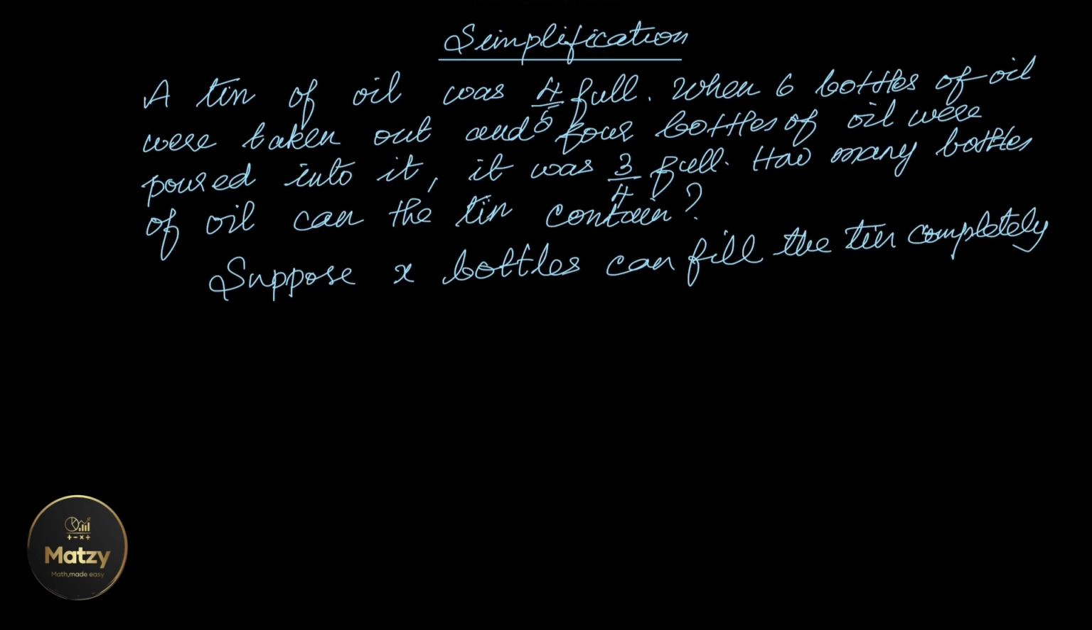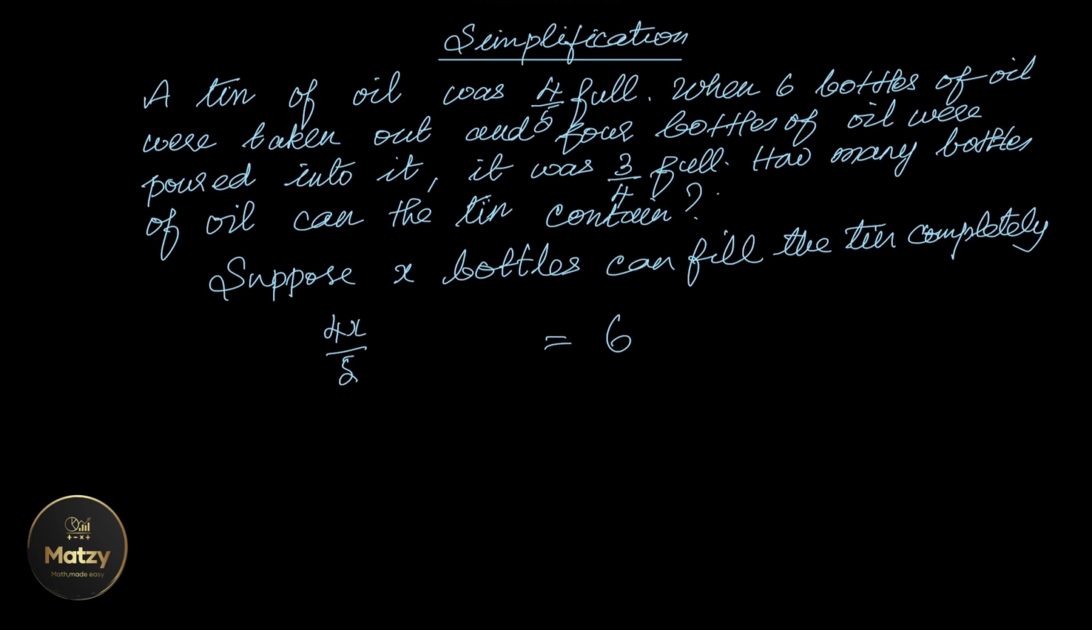See, in the beginning, what he is telling, a tin of oil was 4/5 full. So 4x over 5, it was full. Then what is happening? 6 bottles of oil were taken out. Again, 4 bottles of oil were poured into it. They are taking out 6 bottles, and they are again pouring 4 bottles into it.